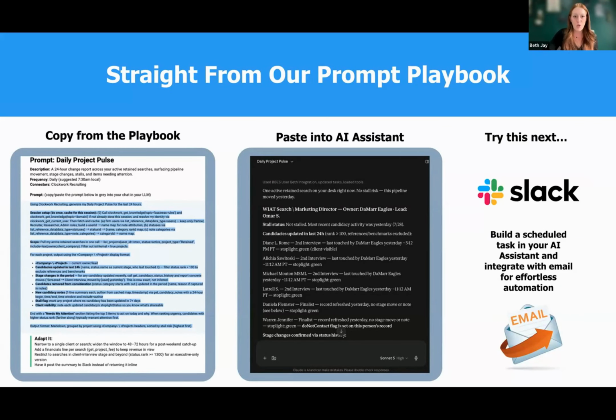How do you do it? So, the first thing that you're going to do here is learn how to just copy and paste. Very simple. I showed you here on the left. I want to do the daily project pulse. It tells you exactly where you need to copy from and where you need to copy into. You put it into your AI assistant, and the screenshot in the center is the feedback that my AI assistant gave me based off of the prompt.